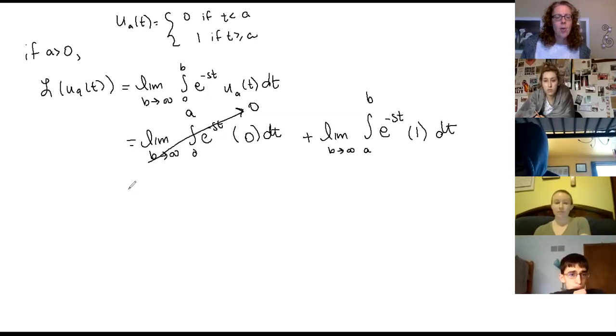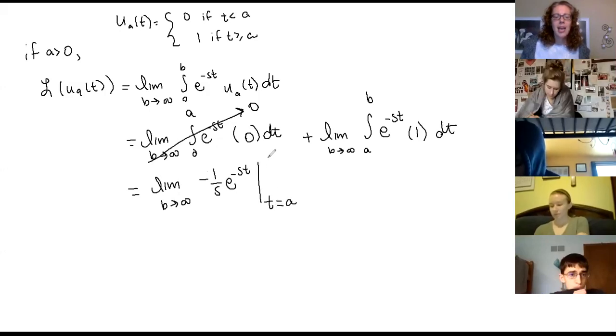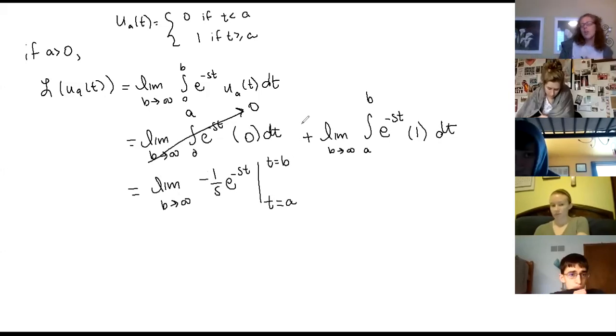And we kind of did this yesterday or Tuesday. So antiderivative, I still have a limit out in front. Limit as b goes to infinity. Antiderivative negative 1 over s, e to the negative st. And this is now evaluated from t equals a to t equals b. If you don't remember that antiderivative, go back and look at my notes from Tuesday, or go back and look at class from Tuesday if you're not sure where that antiderivative is coming from, or write out your u substitution, however you want to do it.